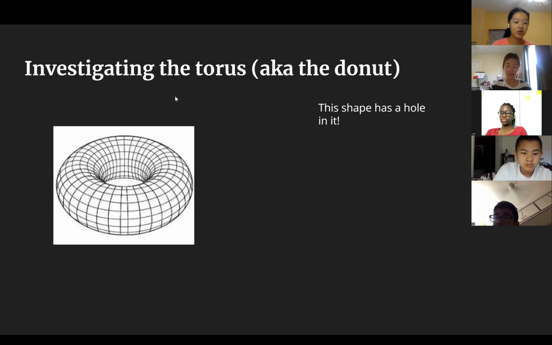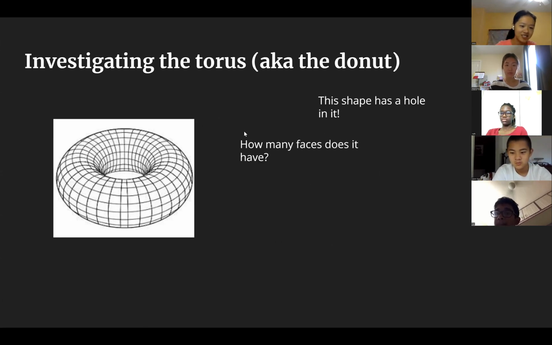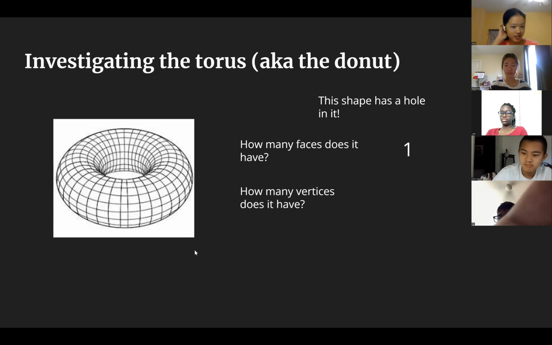So a torus is a donut shape. Donuts are toruses because they have one hole in the middle. And so does the torus. How many faces does a torus have? Yeah, it has one face because it's just one surface. How many vertices does it have? Yeah, it doesn't have any vertices because it's completely smooth.